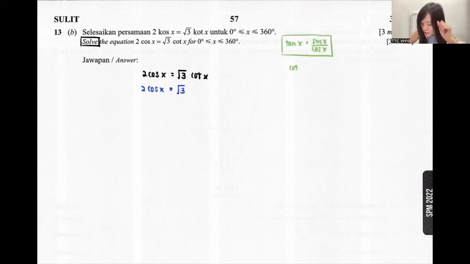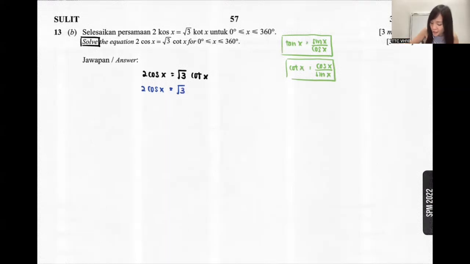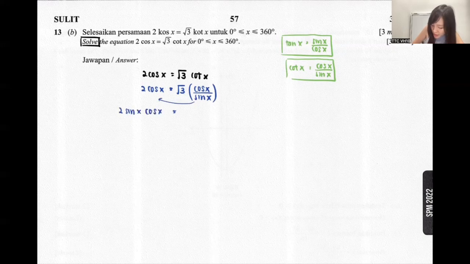Therefore, cot is actually cos over sine, because cot is 1 over tangent, which is the inverse of tangent, which means cos over sine. So this one, I can write it as cos x over sine x. Can? But again, who wants a fraction? No? So we divide, we can move up the times. So we can write 2 sine x cos x equivalent to sec 3 cos x.